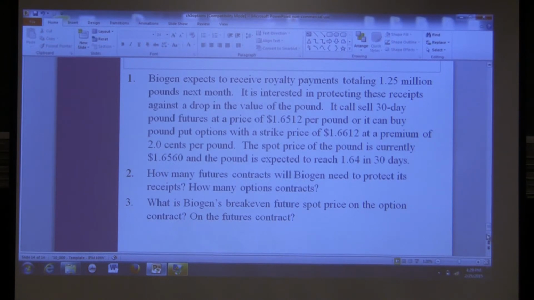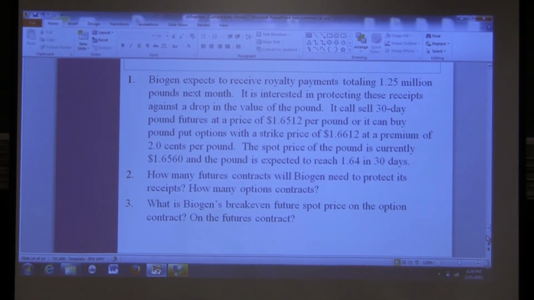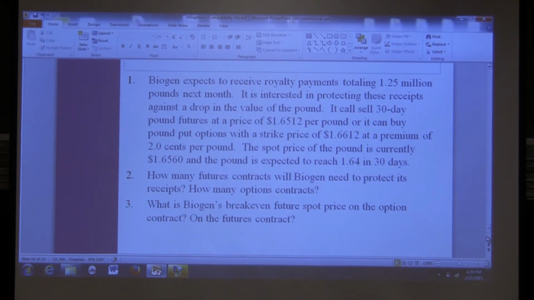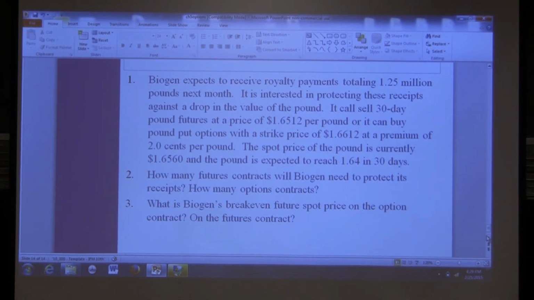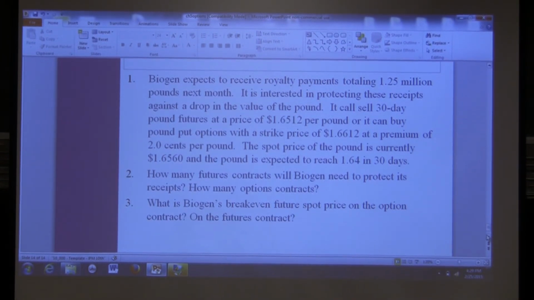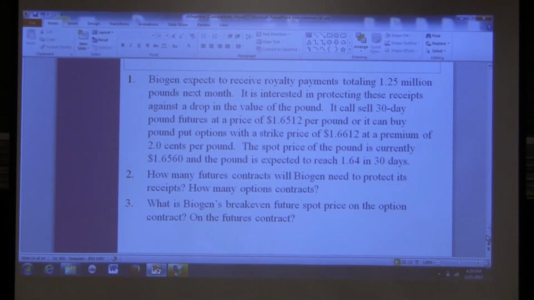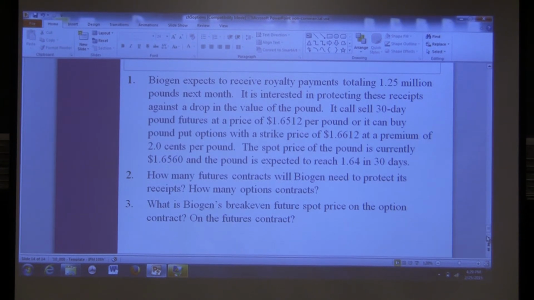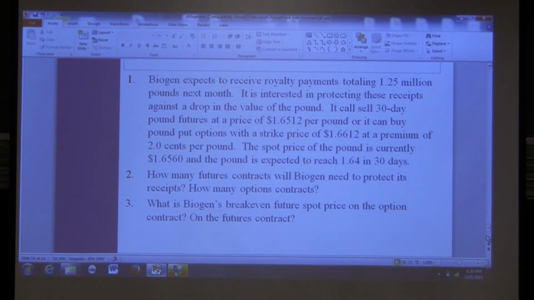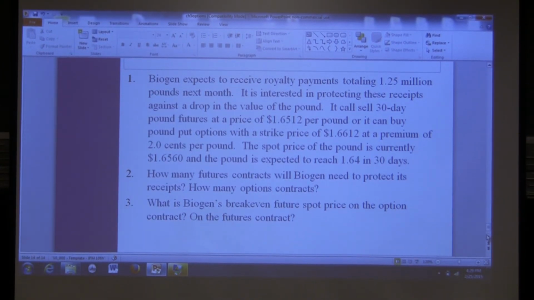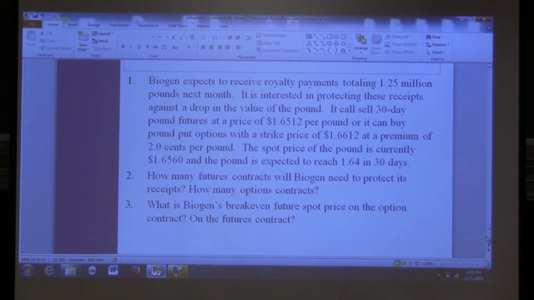So as far as the break even of the futures, what do you think? What is the break even? There's nothing like that. When the spot exchange rate is 1.6512, you break even. If it goes below, you make profits. If it goes above, you lose.